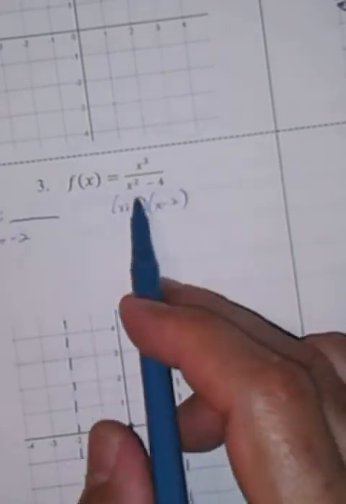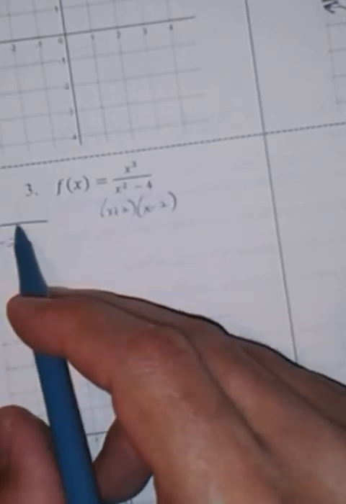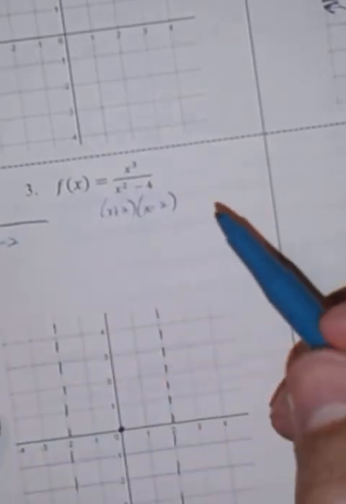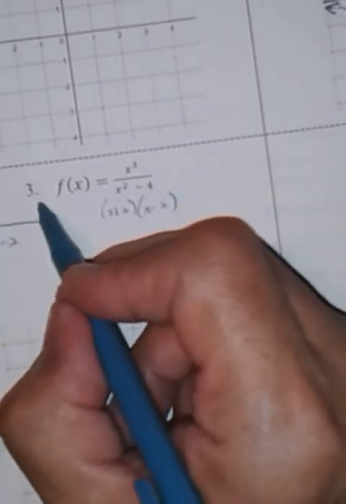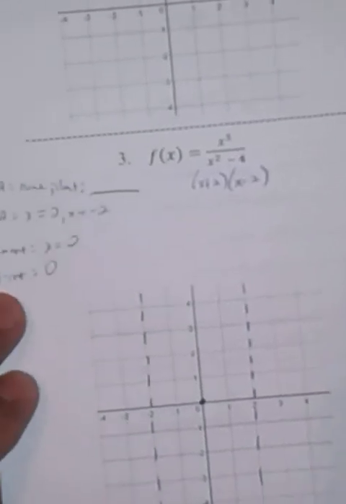Okay, and then where does this cross the horizontal asymptote, or the slant asymptote? Oh, first we have to find the slant asymptote. So we're going to set x to the third over x squared minus 4 equal to the slant asymptote once we find it, and then we'll have to see what happens after that. Okay, so that'll be something that we finish in class.